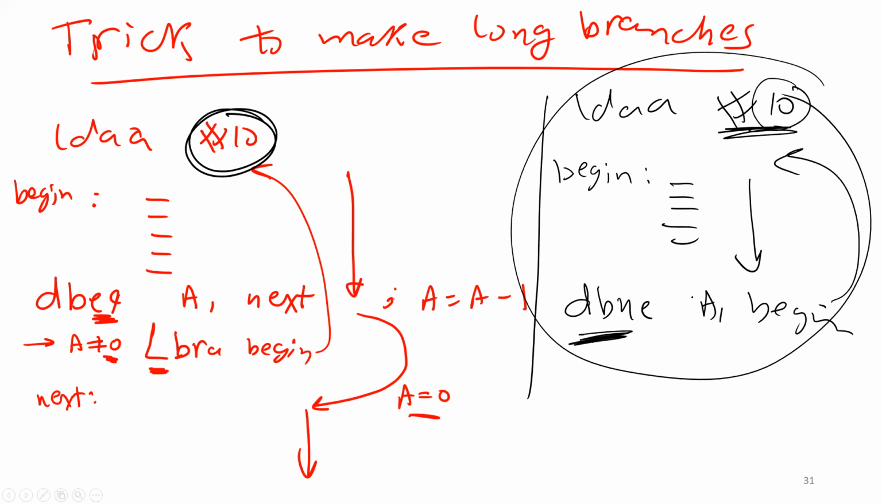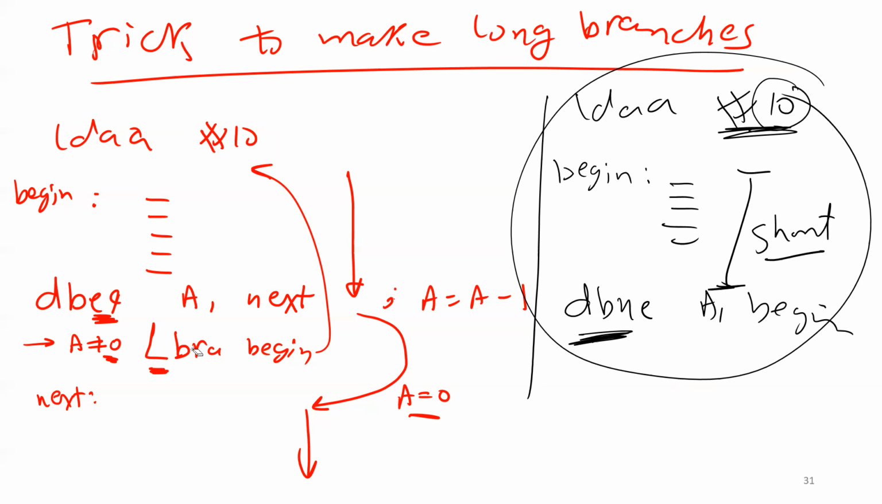Is that okay? However, this jump from here to here, it has to be short. I'm going to show you how I'm going to make a programming trick to make it long. Look here. Instead of using decrement branch if not equal, I'm going to use if it is equal to 0.